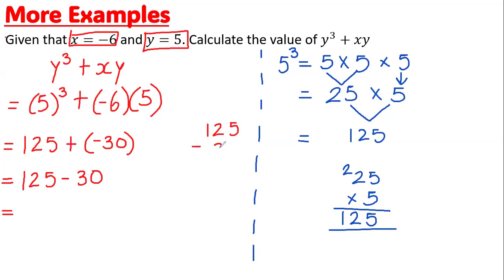125 minus 30. 5 minus 0 is 5. 2 minus 3, we can't do that. This becomes 12. 12 minus 3 is 9. It's going to be 95. Very good.